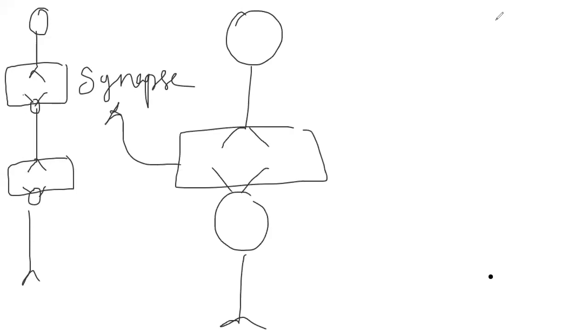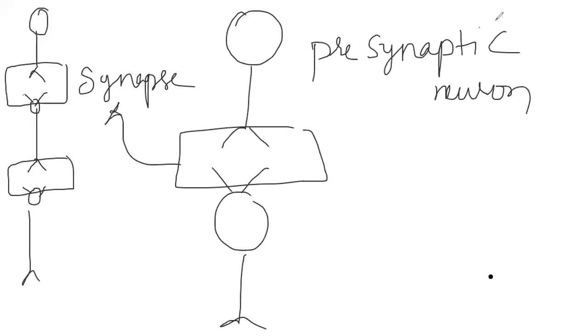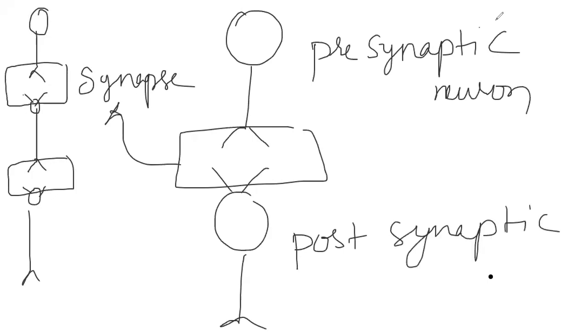Before the synapse, whatever neuron is present can be termed the presynaptic neuron. And after the synapse, whatever neuron is present is termed the postsynaptic neuron. It is very important to note that the impulse always travels from the presynaptic neuron to the postsynaptic neuron only. What will be the reason?